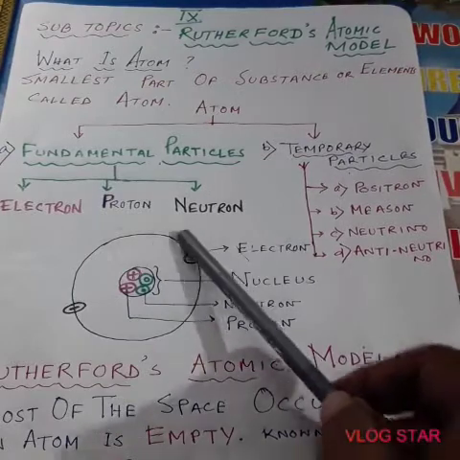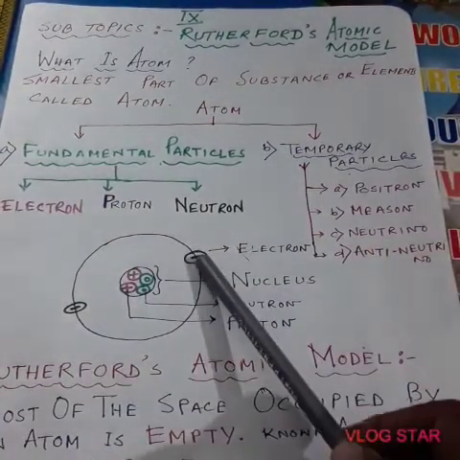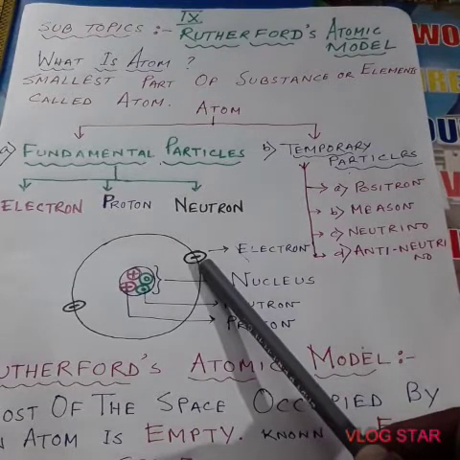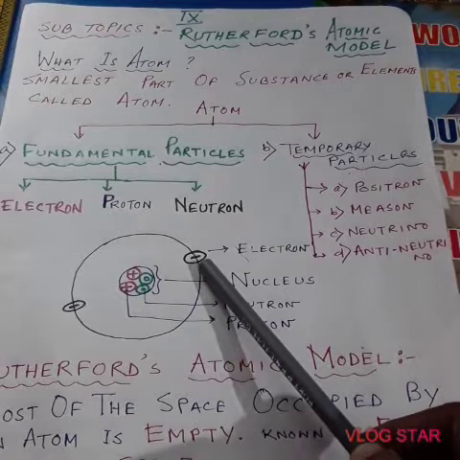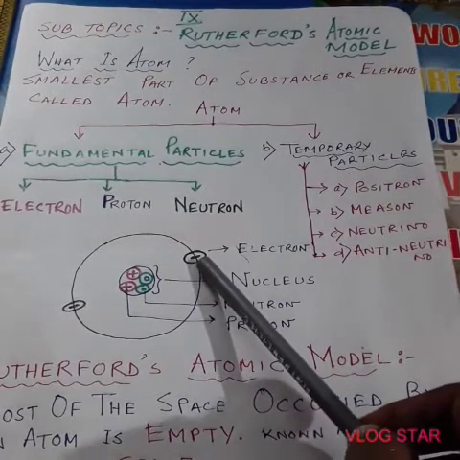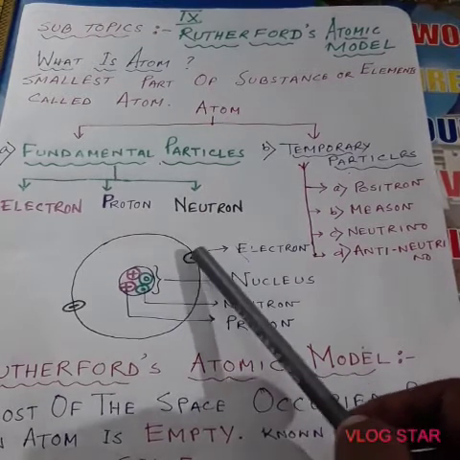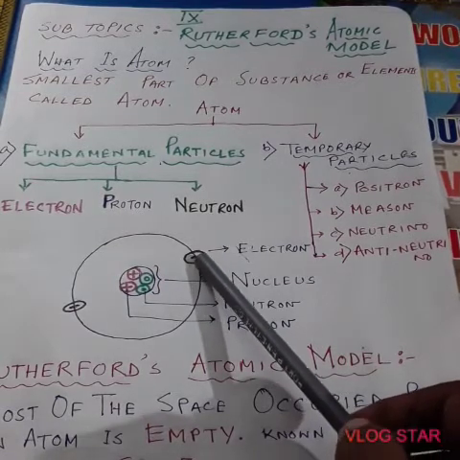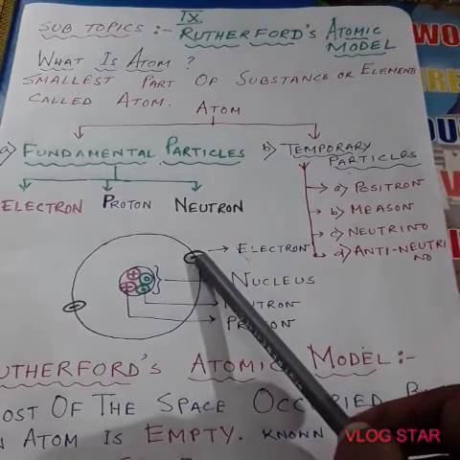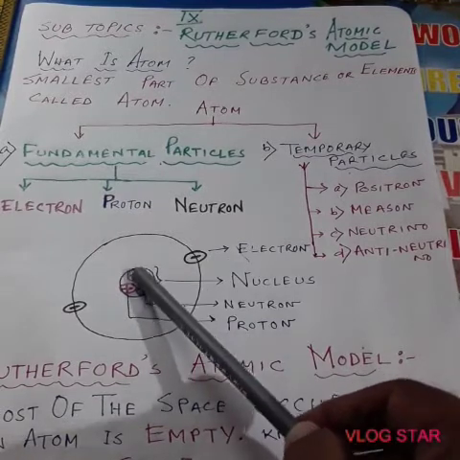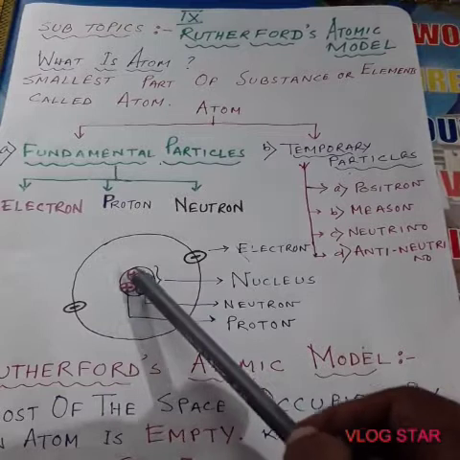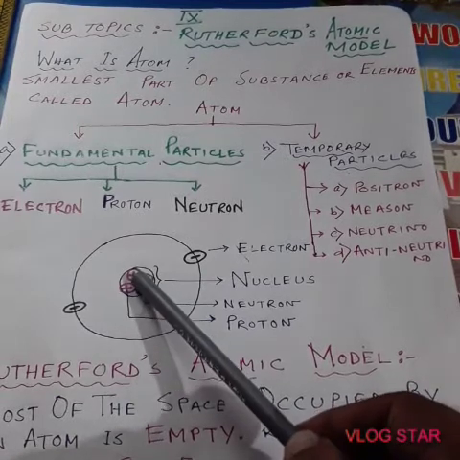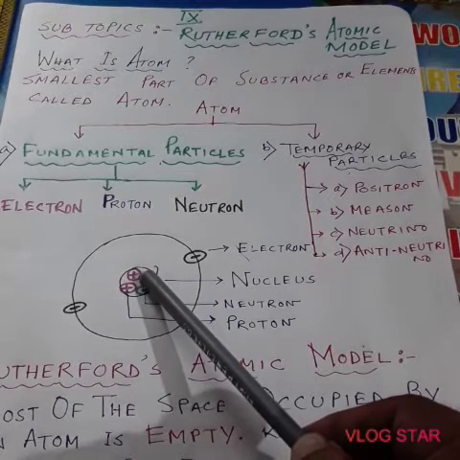Now we go to the discussion on the electron. Electrons are subatomic particles having a mass equal to 1 by 1837th of a hydrogen atom, or 9.1 × 10^-28 gram. The electron carries a unit negative charge of 1.6 × 10^-19 coulombs, whereas the proton carries a positive charge of 1.6 × 10^-19 coulombs, and its mass is 1.67 × 10^-24 gram.